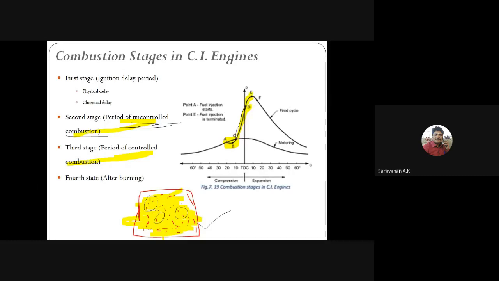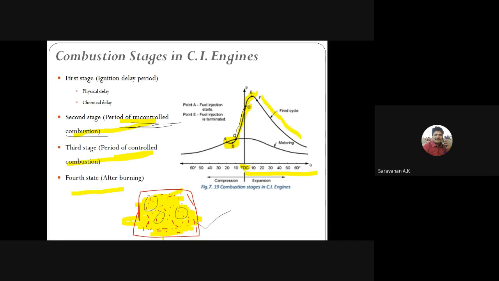That will be denoted as D and E. Then after that, the fourth stage, the expansion stroke, the power stroke. During the power stroke, the piston moves from TDC to BDC. The combustion creates high pressure and temperature, so that energy is converted into work during the power stroke.